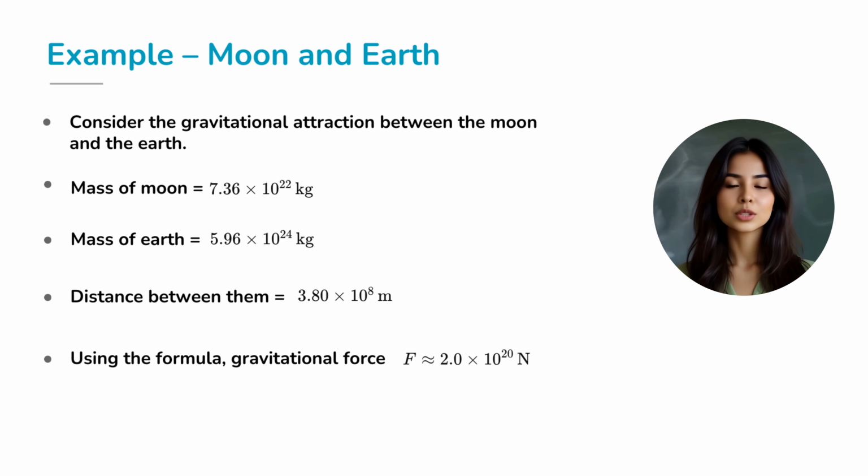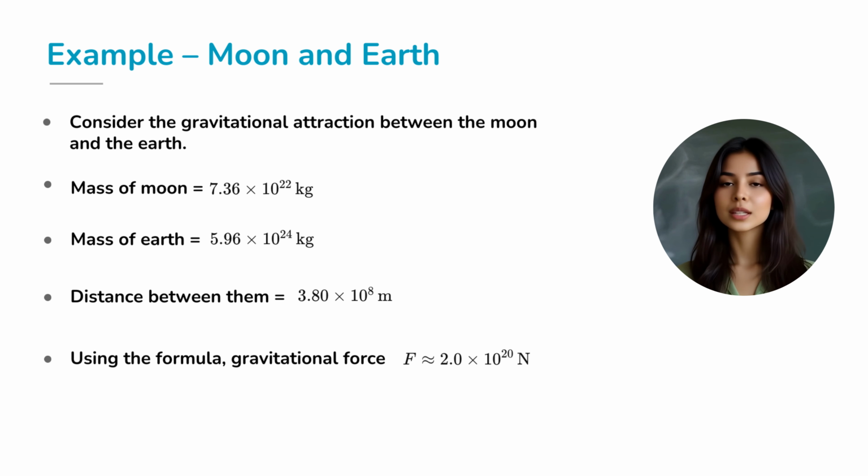Let's now try a much bigger example. The gravitational force between Earth and the Moon. Mass of Earth equals 5.96 into 10 raised to the power 24 kilograms. Mass of Moon equals 7.36 into 10 raised to the power 22 kilograms. Distance between them is about 3.80 into 10 raised to the power 8 meters. Plug these into the formula.